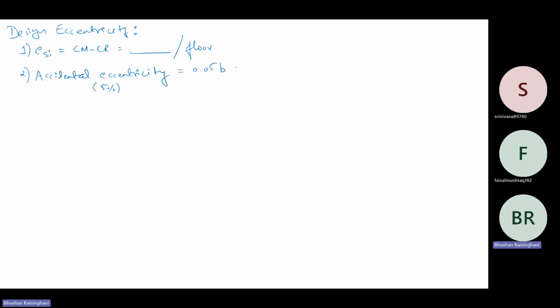So in the response spectrum case or in the static case, you have to give this factor 0.05 as input. Okay. Now, once we have these two values, we have the EDI formula that is 1.5 ESI plus 0.05 of B, and the other is ESI minus 0.05 of B. So what is the worst case? We have to estimate from both and we have to design the building for the worst eccentricity.